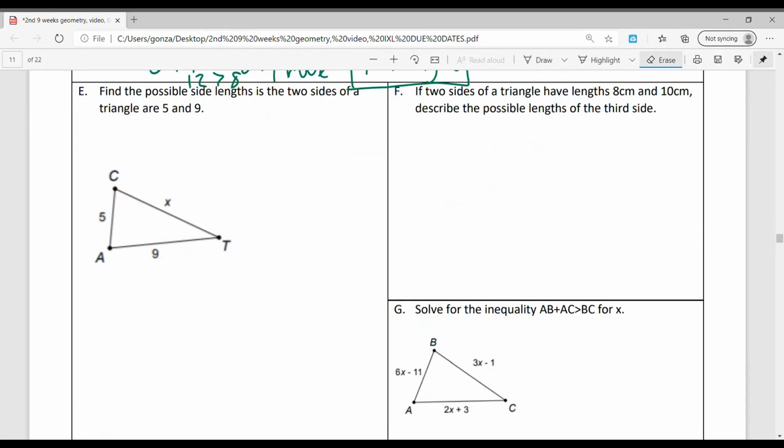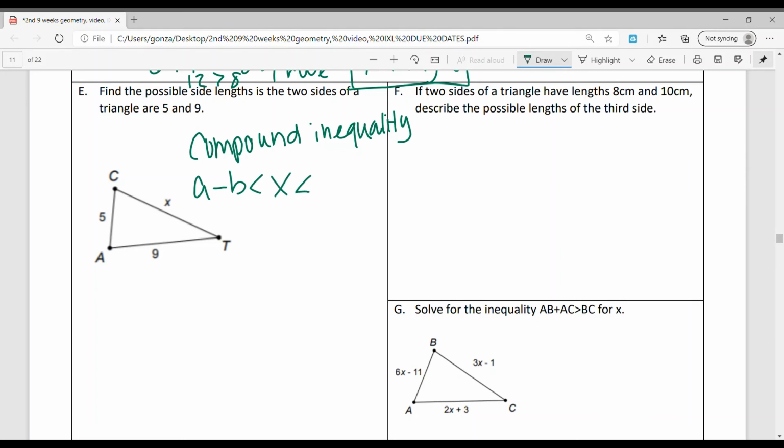Okay, so for examples E, F, and G, I'm going to ask you to find or estimate a third side. So let's see. E says find the possible side lengths if 2 sides of a triangle are 5 and 9. So here's what you need to know. This is called a compound inequality, which means that you are going to have 2 sides to your inequality. So I'm going to say |A minus B| is going to be less than X, but that also has to be less than A plus B. Okay, so here we go.